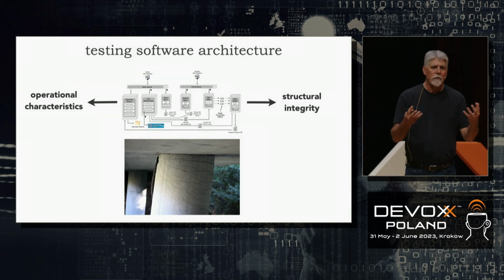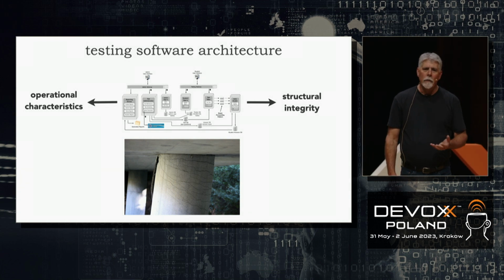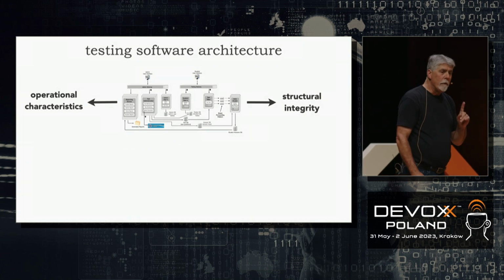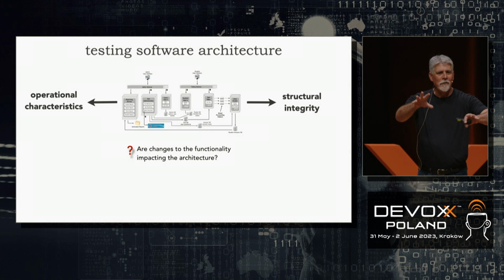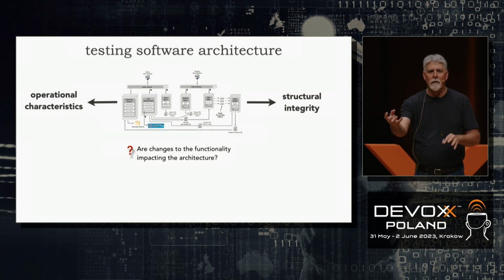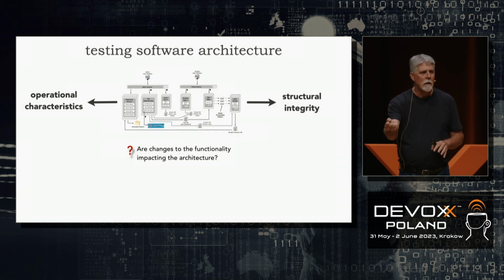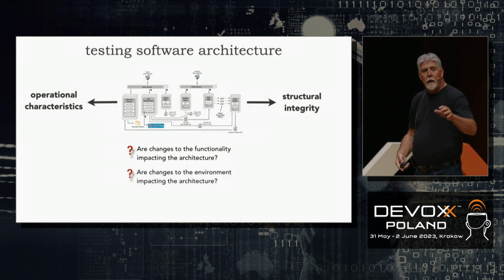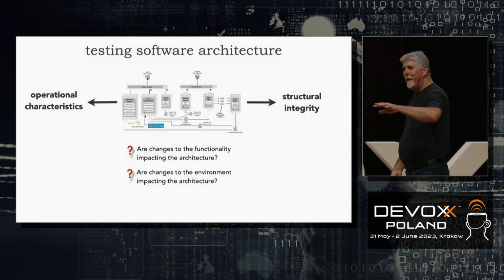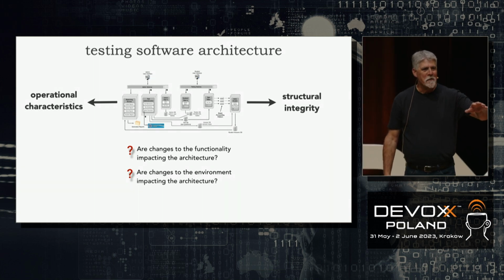These two tests answer three primary questions. The first one is this: are changes that we're constantly making to the system impacting the architecture? Is the architecture still sound? Are changes to the environment impacting the architecture? Maybe it's an upgrade to our networks, an upgrade to a platform. Maybe it's a replatforming. Is that impacting the architecture at all?